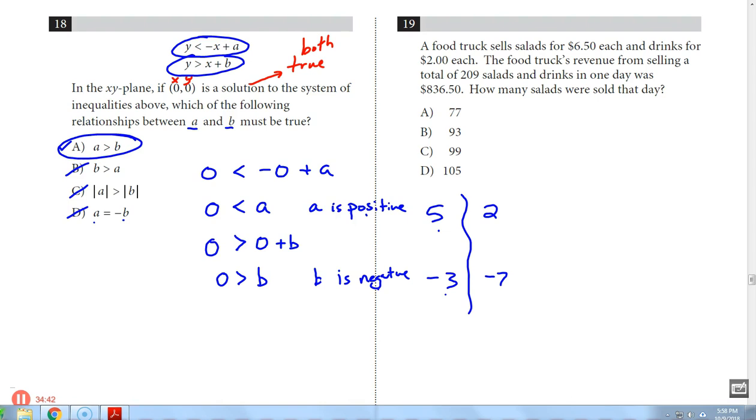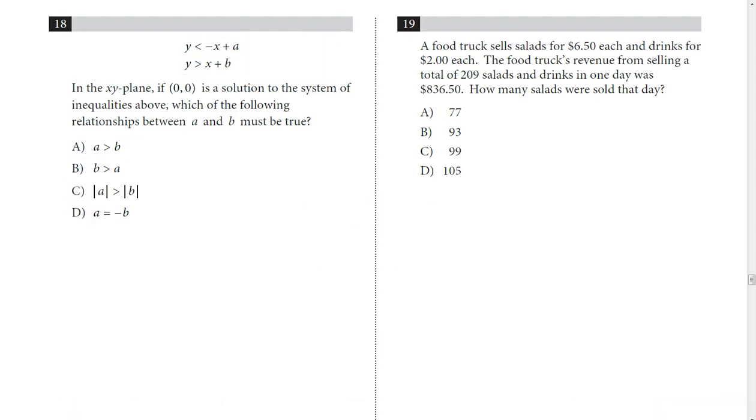Kind of a tough question if you don't plug numbers in, because you're just looking at a lot of letters and trying to decide what's true. So always plug some numbers in. If they don't give you numbers, plug your own numbers in. That's my solution.